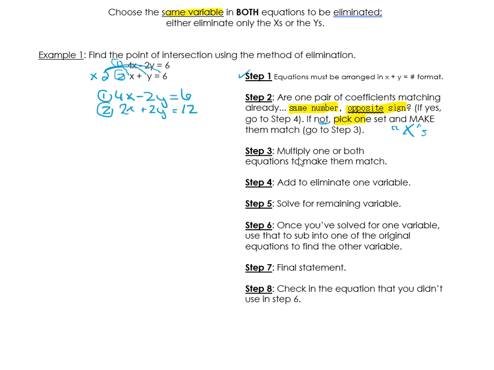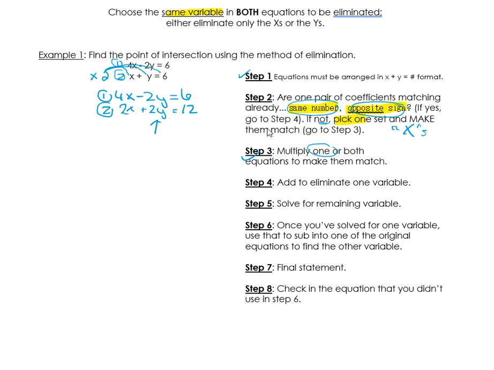So that was step 3. Multiply one or both equations. I only needed to multiply one equation to make the match. Done. We've made the match. So now we have the same number. Under here, both of them are 2's and they have opposite signs.